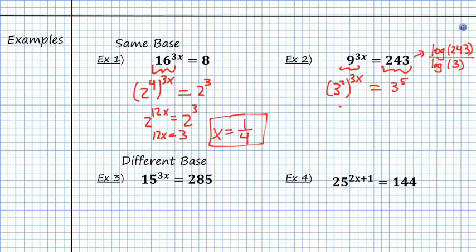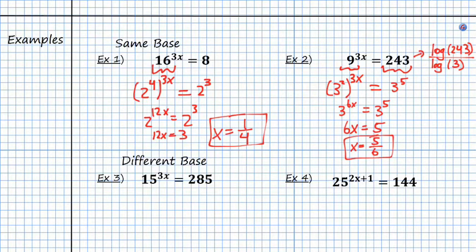So then this is going to be 3 to the 6x is equal to 3 to the 5th. And again, it's the same base, so I can go ahead and say 6x is equal to 5. And therefore x is equal to 5/6. All right, so those are the same base. Let's look at different bases again.